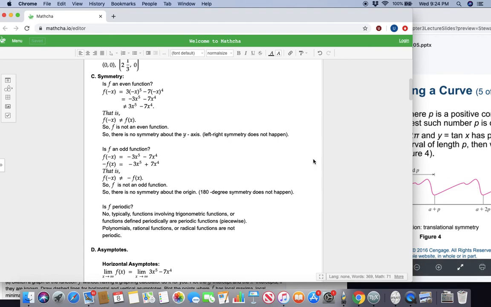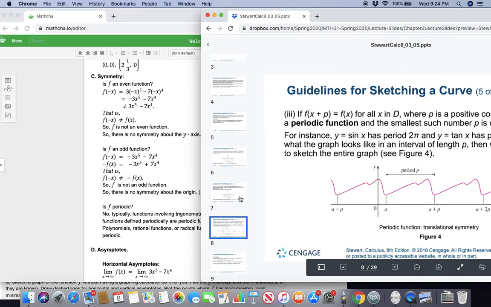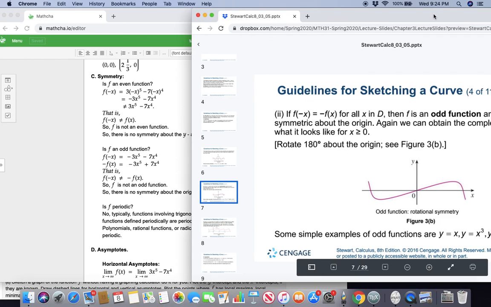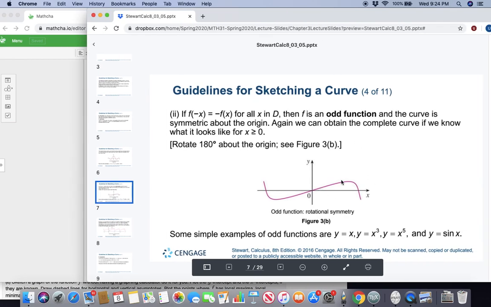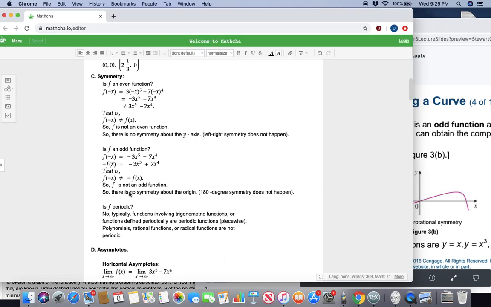If you remember, symmetry about the origin happens for an odd function. You have to, if you could rotate it 180 degrees, you'll get the same picture back. And that is the meaning of symmetry about the origin. But that does not happen here because my function is not an odd function.